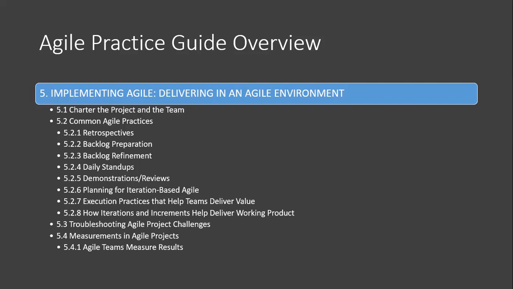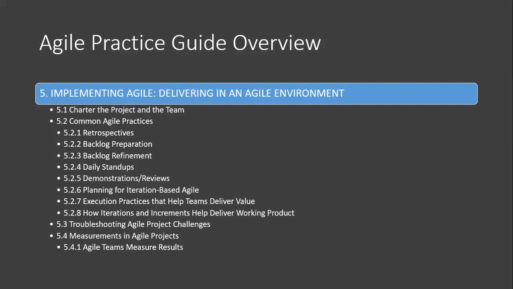All right. Then common agile practices I've talked about here: retrospectives, backlog preparation, backlog refinement. And some of these we call other things in the world of Scrum, for example. So we would say backlog refinement and sprint planning instead of backlog refinement and backlog preparation. But it's pretty much the same thing. Daily stand-ups or daily scrum, demos or reviews, which is really code for sprint review, planning for iteration-based agile, which is really more along the lines of what you do leading up to your backlog being ready for the sprints and so on. Execution practices that help the team deliver value are also talked about here.